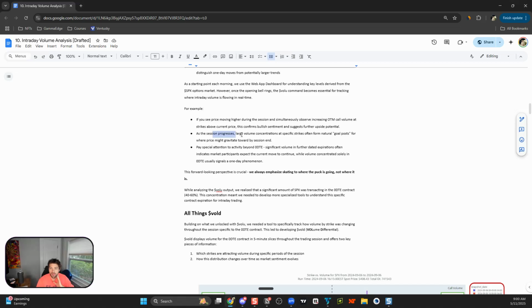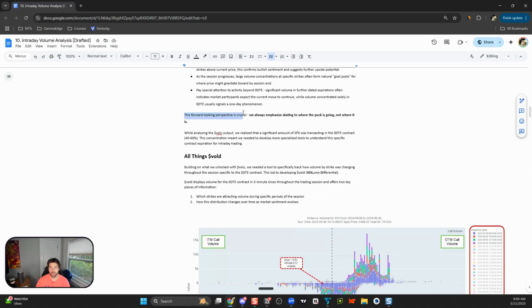As the session progresses, large volume concentrations at specific strikes often act as natural goalposts for where price might gravitate towards by session end. Pay special attention to activity beyond 0DT. Significant volume in further dated expirations often indicates market participants expecting the current move to continue, while on the flip side, volume concentrated solely in 0DT usually signals a one-day phenomenon. This forward-looking perspective is critical. We always emphasize skating to where the puck is going, not where the puck is.